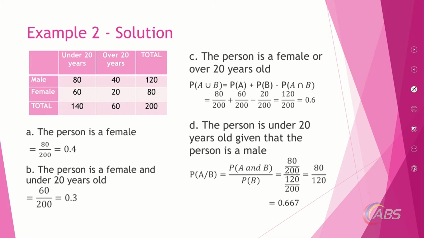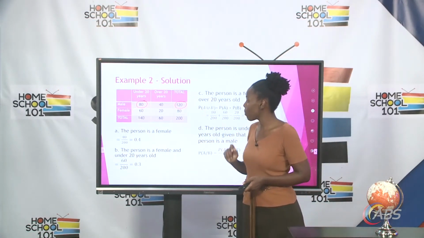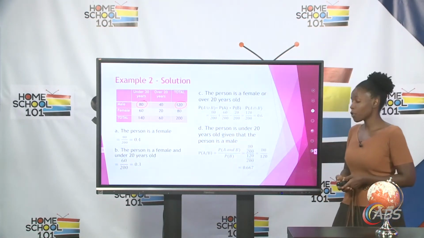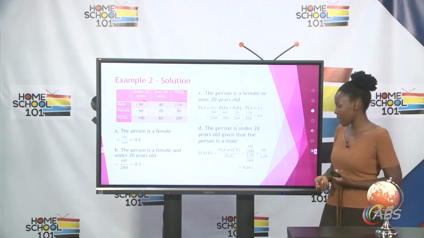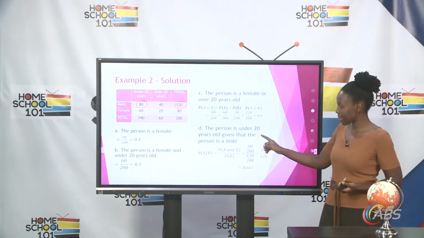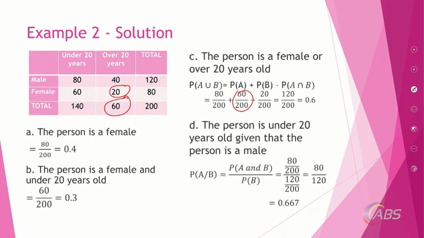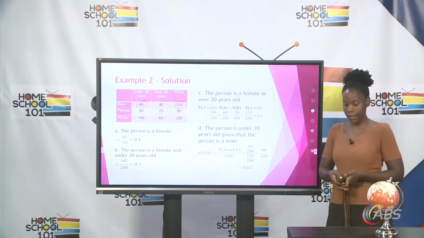So the probability that the person is under 20 years old and a male: if we look here, there are 80 males who are under 20 years old. So it's 80 divided by 200, divided by the probability that the person is a male. In terms of the total males, that would be 120. So it becomes 80 over 200 divided by 120 over 200, which gives us 80 over 120. Essentially, we didn't have to write it as such. We could just look at the ratio of males under 20 years divided by the total number of males, and that would give us 0.667.